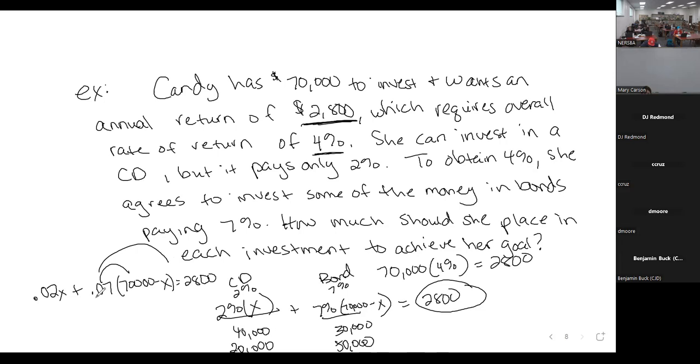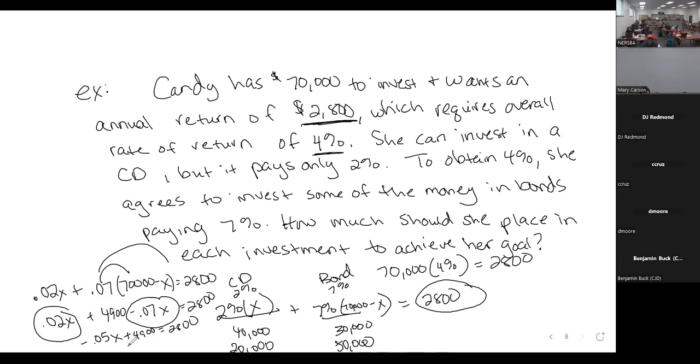We would have to distribute, so 7% of 70,000 is going to be, what is that? 7% of 70,000. $4,900 minus 0.07x plus 0.02x equals 2,800. All right, then I have these two. That's going to be negative 0.05x plus 4,900 equals 2,800. Okay.